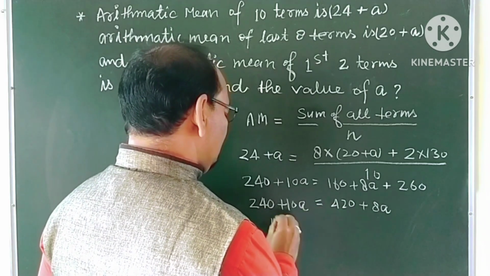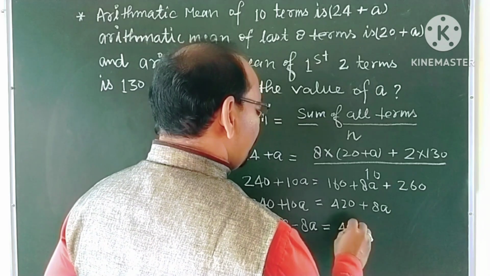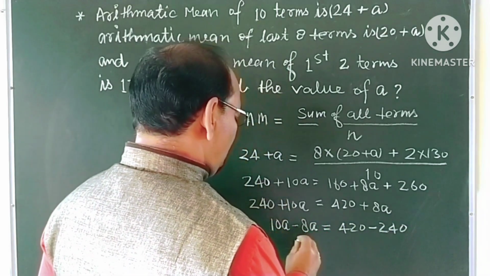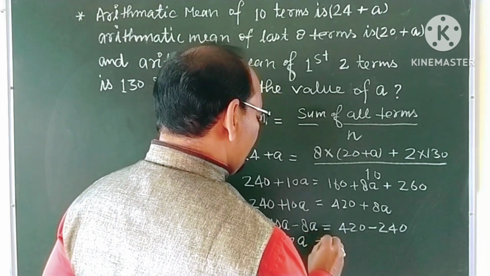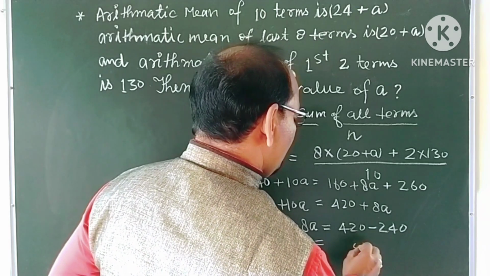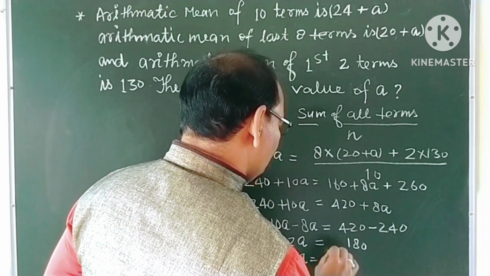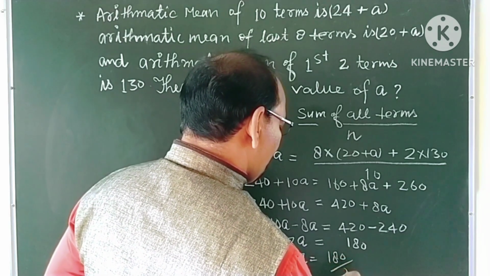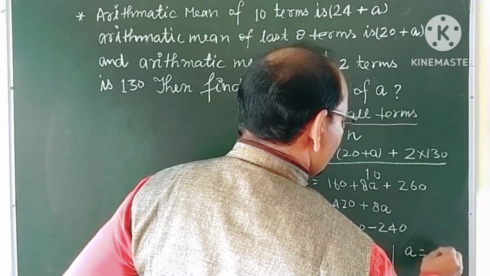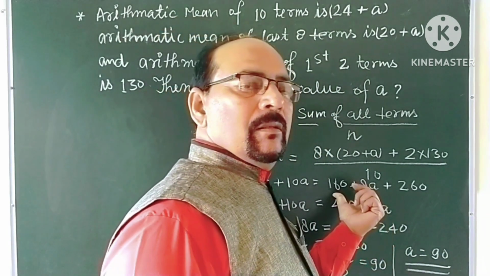it will be 10a minus 8a is equal to 420 minus 240. There will be 2a equal to 180. Therefore a equals 180 upon 2, which is 90. Therefore the value of a is 90. We can solve this question by this method.